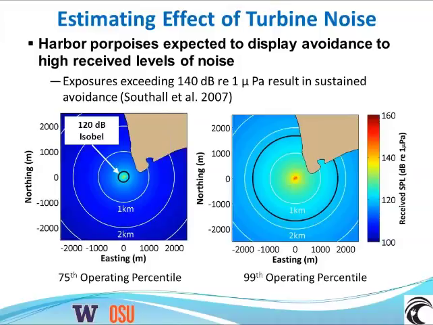So if we know the harbor porpoise are likely to be present in the area, then what's the probable effect of turbine noise? And we might take some of the synthesis information from Southall to say that harbor porpoises would be expected to display avoidance to high received levels of noise. Specifically, exposures exceeding 140 decibels broadband have been shown in a number of studies to result in sustained avoidance behavior. Now, a subtlety here is that tidal turbines are not likely to produce a constant level of noise output over all of their device states.